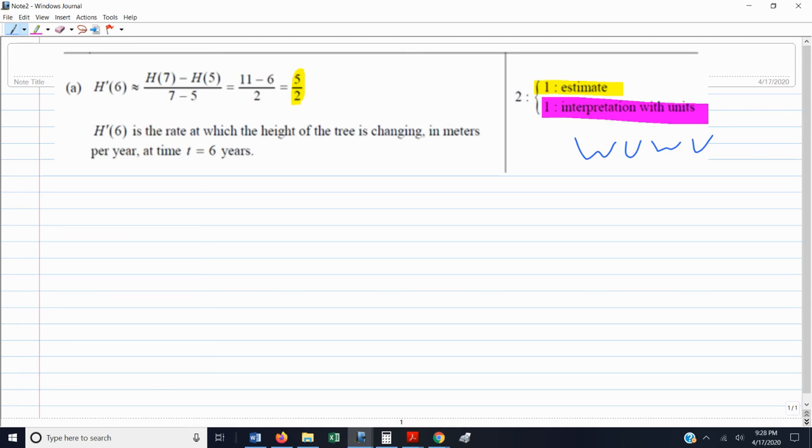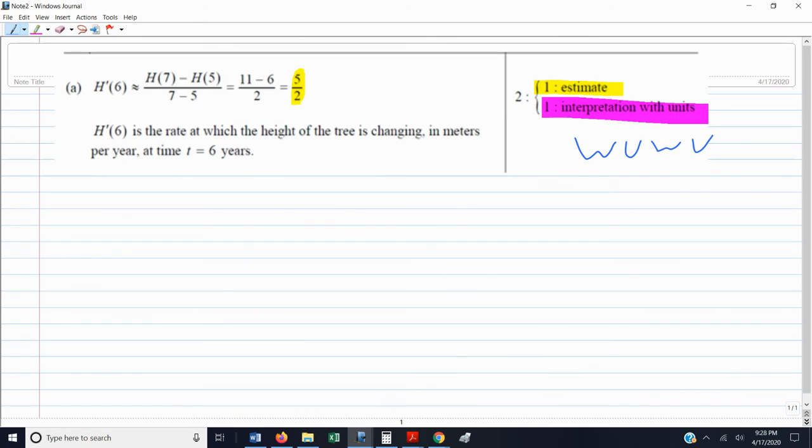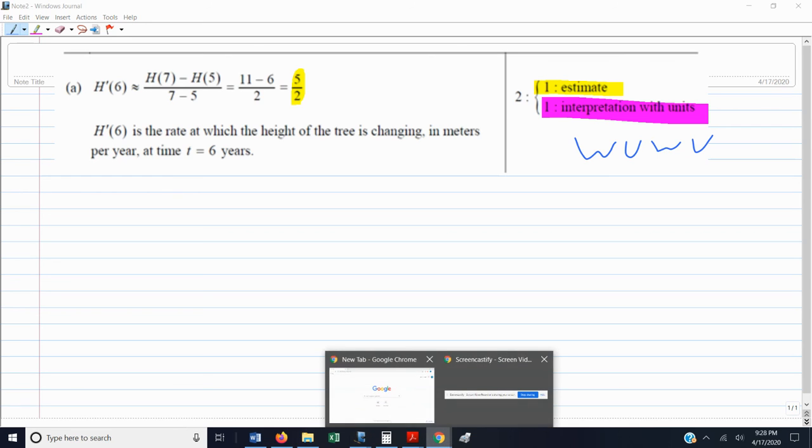H prime of 6 is the rate at which the height of the tree is changing in meters per year at time t equals 6 years. It's a little bit different from our sentence because we said the height of the tree is increasing, but it would be fine. I'm just going to go back and look at ours again. The height of the tree is increasing by, yeah, so either one of those would be great, and that is it for part A.